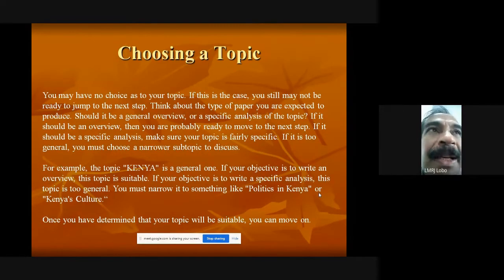For example, if the topic Kenya is a general one, and your objective is to write an overview, the topic is suitable because you are only writing an overview of Kenya. If your objective is to write a very specific analysis of, for example, the politics in Kenya, or the culture in Kenya, we will make it more specific, and we will have to write more specific sub-points for this particular topic. Once you have determined that the topic will be suitable, you can move on.